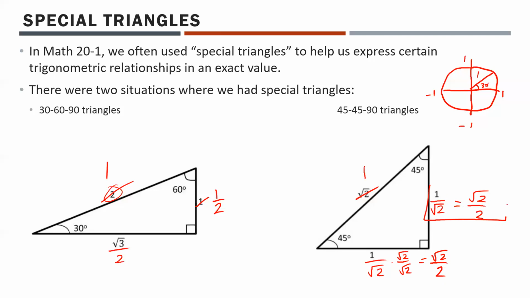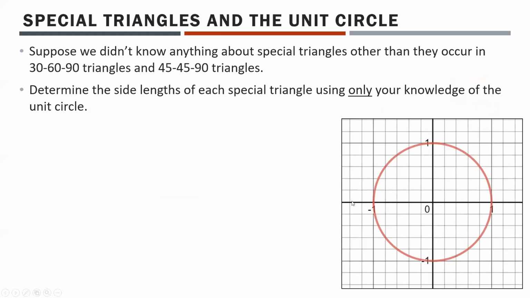So just realize in a 45, 45, 90 triangle, sometimes those two sides can be written either as 1 over root 2 or root 2 over 2. Those are the exact same thing. All right, so special triangles in the unit circle. We're coming to a close here, don't you worry.